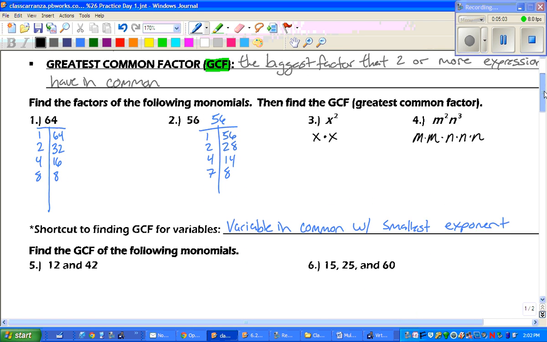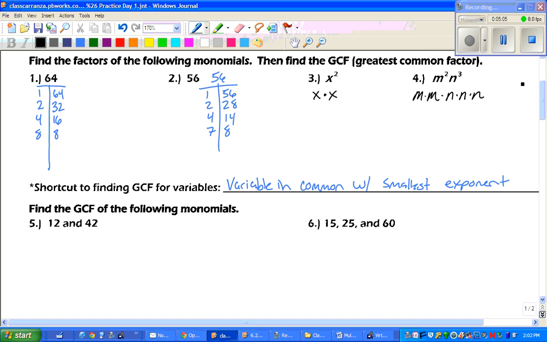Now, there is a little shortcut. When you're trying to find the GCF of variables, it's always the variable in common with the smallest exponent. So you're looking for things that are the same, but with the smallest exponent.